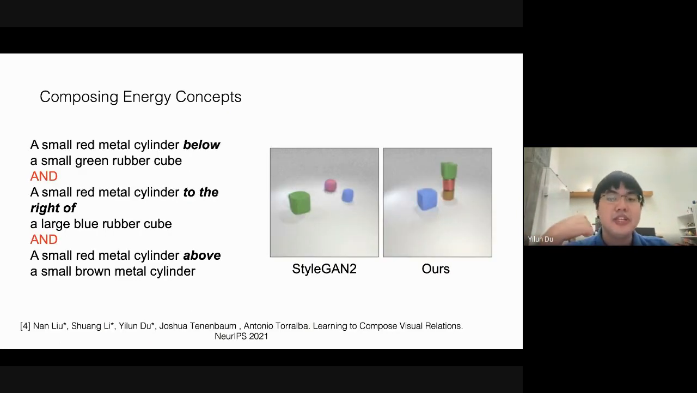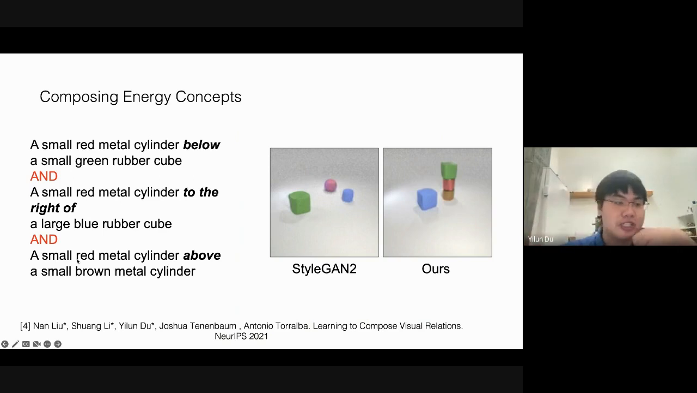A similar thing you can do is use these models to represent relations of objects. So you can imagine that a single energy function represents a small red metal cylinder below a small green rubber cube. And then you use the same energy function to represent the second relation, a small red metal cylinder to the right of a large blue rubber cube, and the third expression.